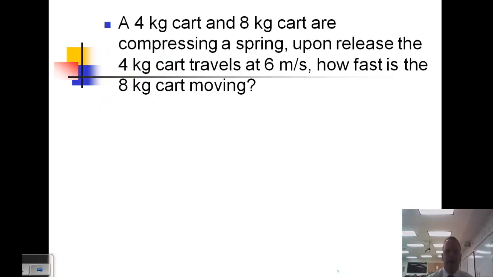A 4-kilogram cart and an 8-kilogram cart are compressing a spring. Upon release, the 4-kilogram cart travels at 6 meters per second. How fast is the 8-kilogram cart moving? So press pause here, try it yourself, and then press play again when you want to see my answer.